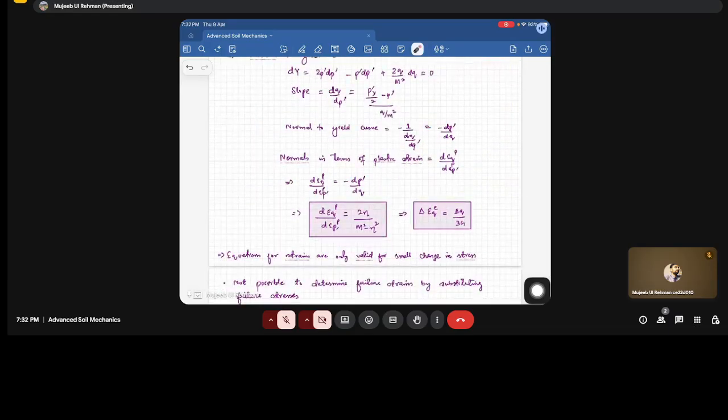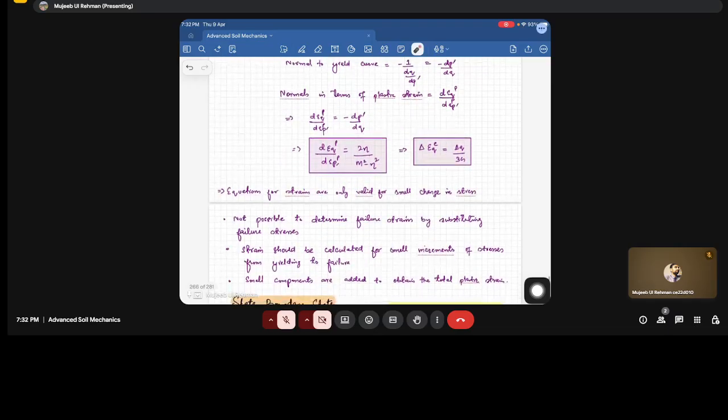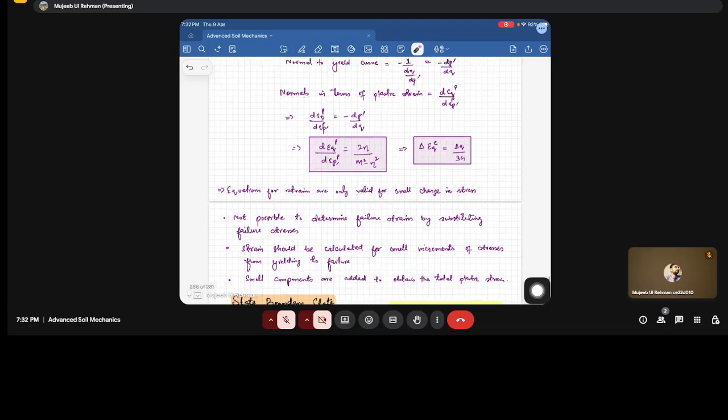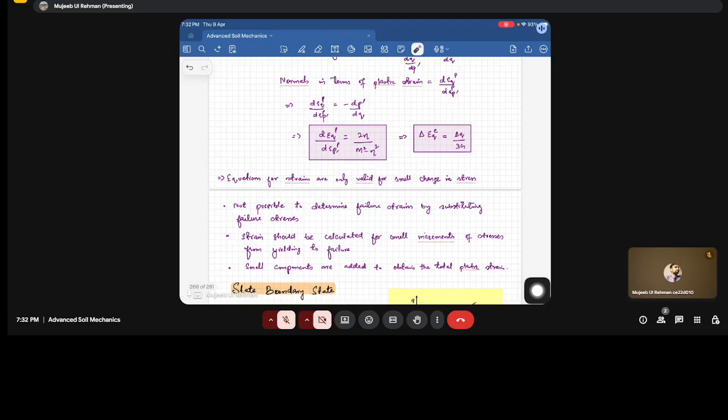The equations for strain are only valid for small changes in stress, and it's not possible to determine the failure strain by substituting the failure stresses. Strain should be calculated from small increments of stresses leading to failure. We can't just say that if we know the stresses at the failure state, we will put them into the equations and get the strain. It's not like that. For different increments, we have to determine the strain and then add them up in order to get the total plastic strain.